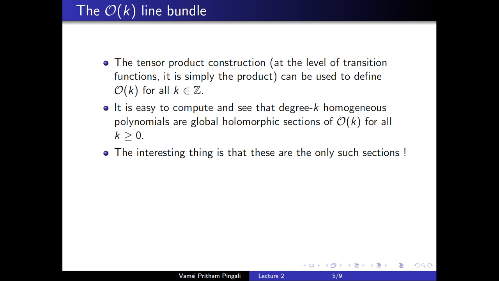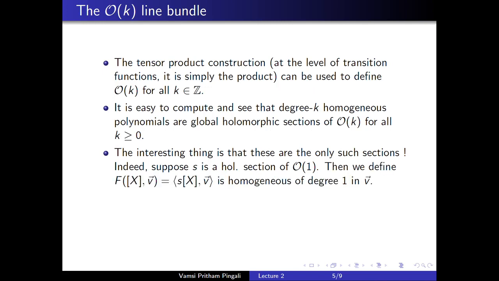It's not immediately obvious as to why this is the case. You require some amount of PDE theory to see this. Okay, it's not clear. However, in this particular case, one can prove that these are the only sections very explicitly. We will only prove, or at least I'll sketch a proof of this statement only for k equals 1, and I'll leave the general case as an exercise. So I want to say that if I give you any holomorphic section of O1, there exists a homogeneous polynomial of degree 1 to which this is associated.